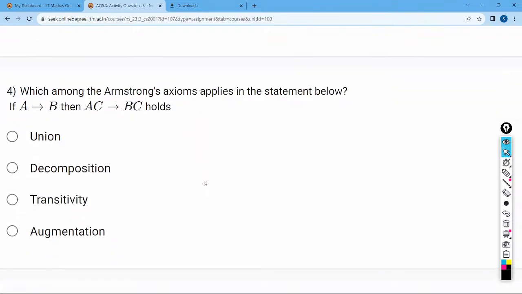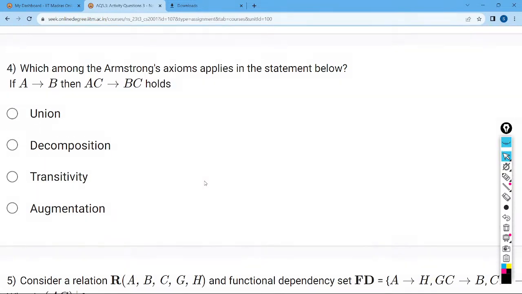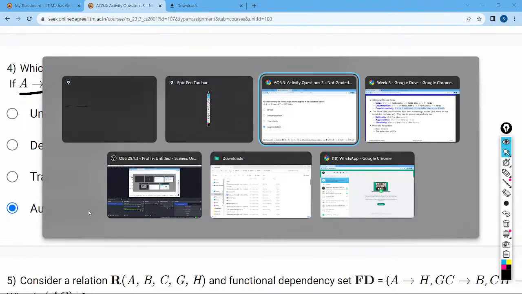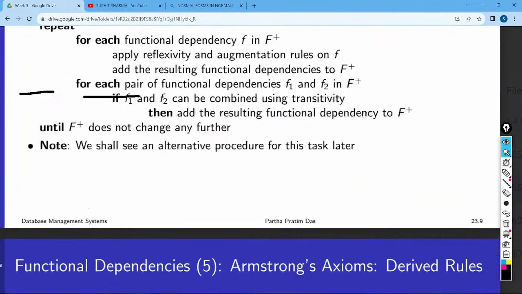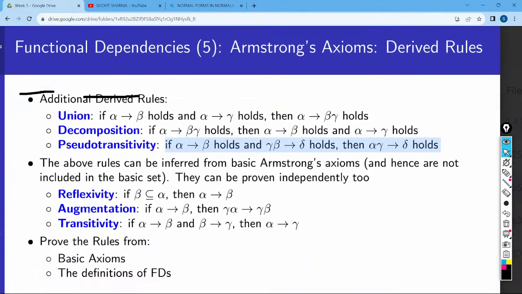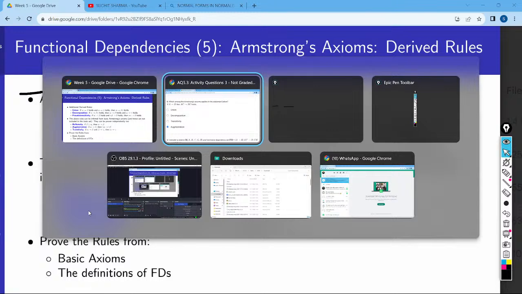Let's move forward. Which among the Armstrong's axioms applies in the statement below? If A arrow B, then AC arrow BC. I think it is augmentation. Which one is it? Augmentation. Yes, it is augmentation.